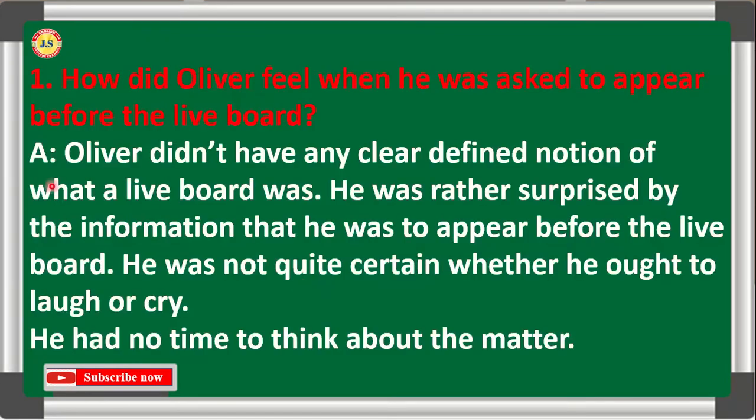We would like to discuss the questions and answers of the lesson. The first question is, how did Oliver feel when he was asked to appear before the board? Answer, Oliver didn't have any clearly defined notion of what a board was. He was rather surprised by the information that he was to appear before the board. He was not quite certain whether he ought to laugh or cry. He had no time to think about the matter.